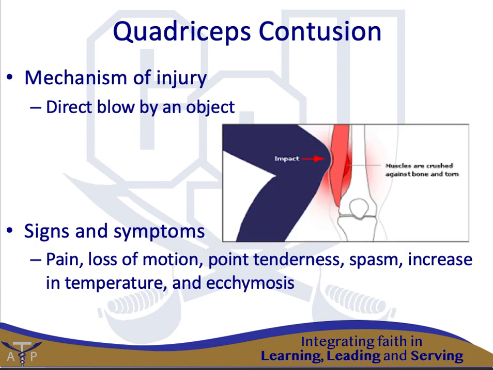A quadriceps contusion typically occurs with a blow to the quadriceps area, either from another object or from a person. And if the muscle is contracted when this direct blow occurs, the injury often is more severe than if the muscle is relaxed. Typically, we see pain, loss of range of motion, point tenderness, spasm, increase in tissue temperature, and ecchymosis in the area, like any other contusions that we see across the body.